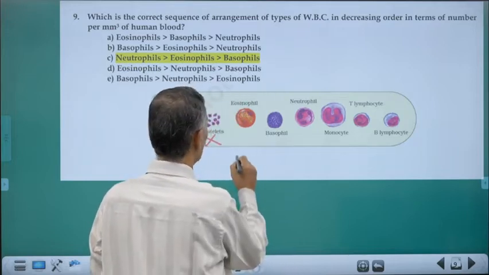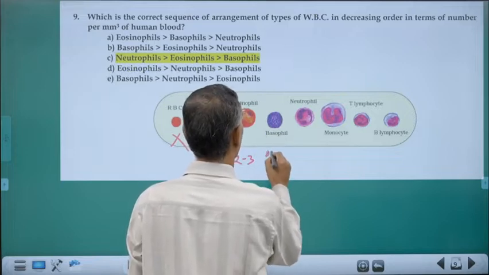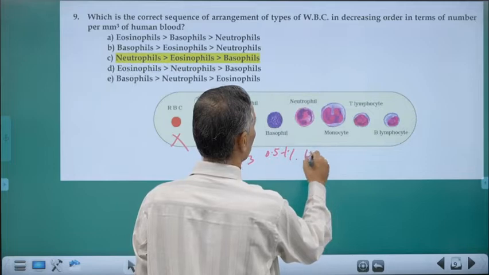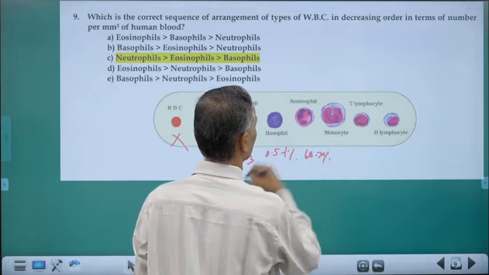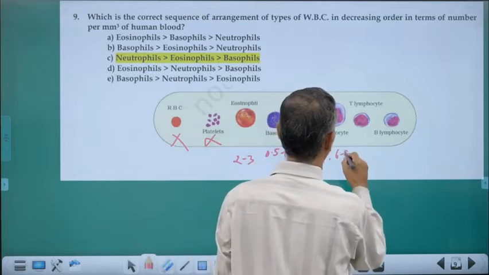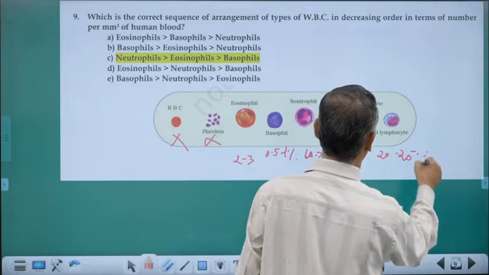Eosinophils, 2 to 3%. Basophils, the least one, 0.5 to 1%. Neutrophils, 65 to 70%, most abundant. Monocytes, 6 to 8%, and lymphocytes, 20 to 25%.